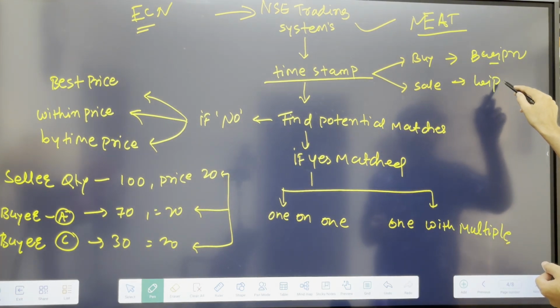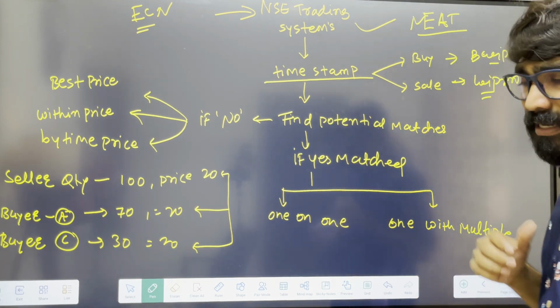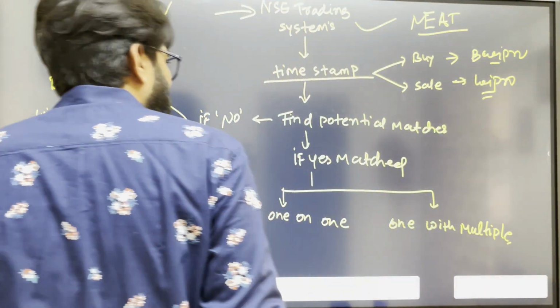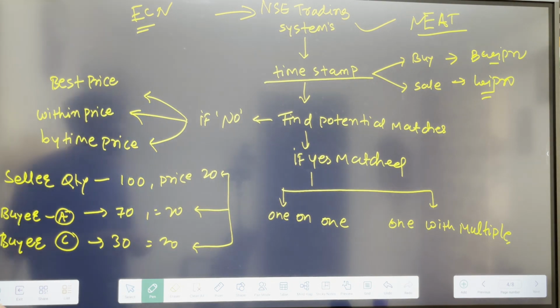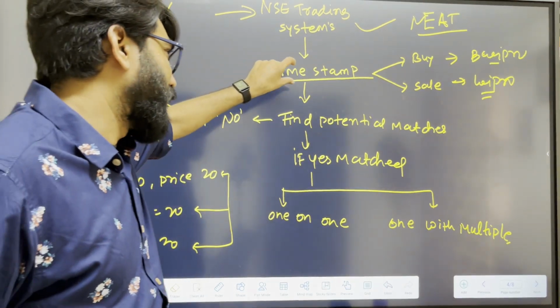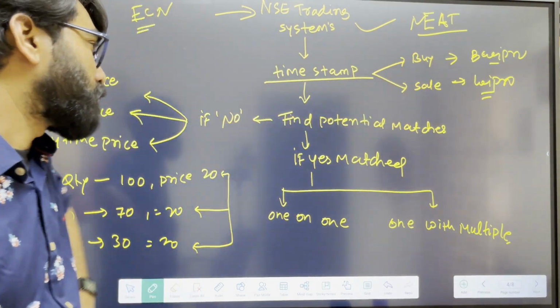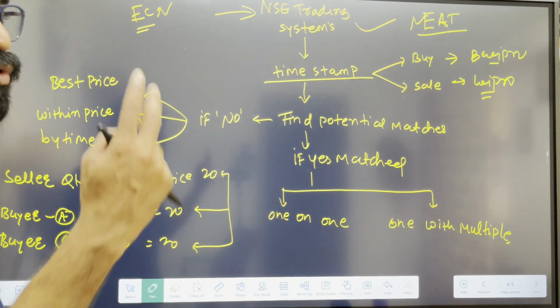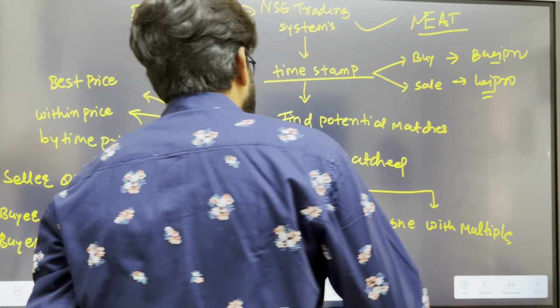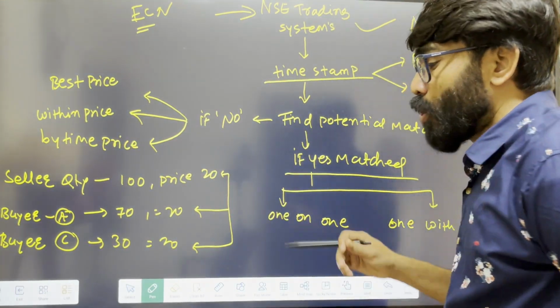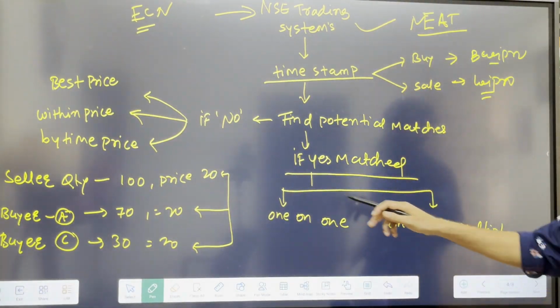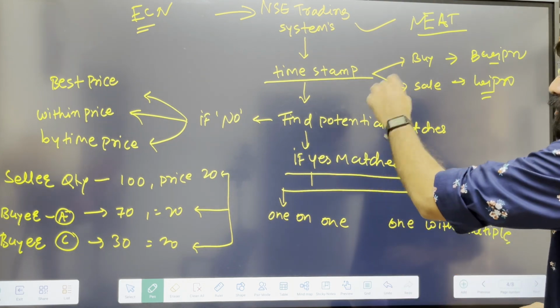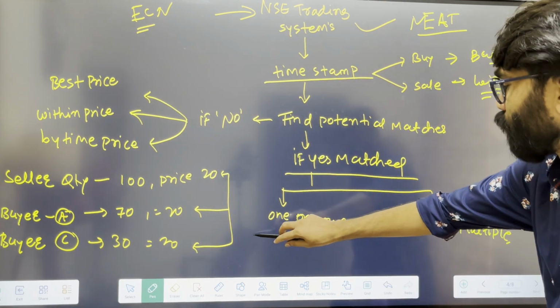Let's say the seller also wants to sell the securities. Then that system will record the time stamping for buyer and seller. When they record the time, there will be two conditions. One, their order will match on the trading system. If the order matches, then there would be two different scenarios.